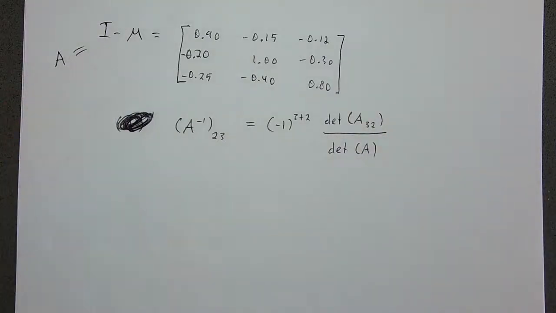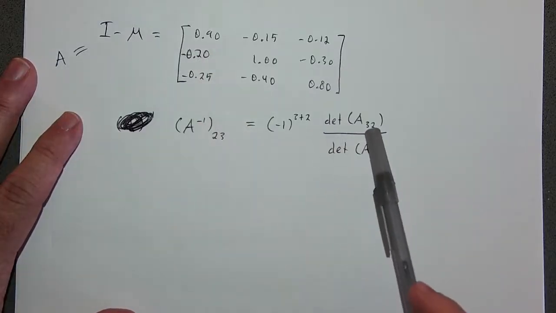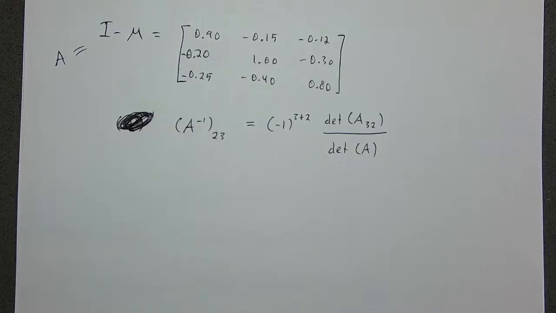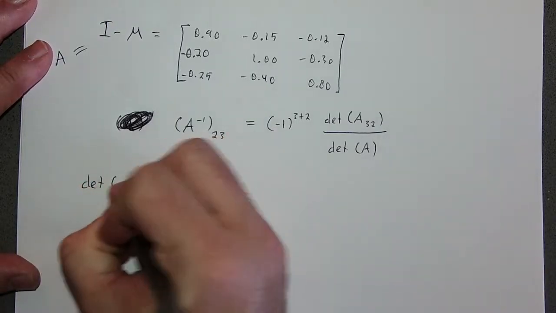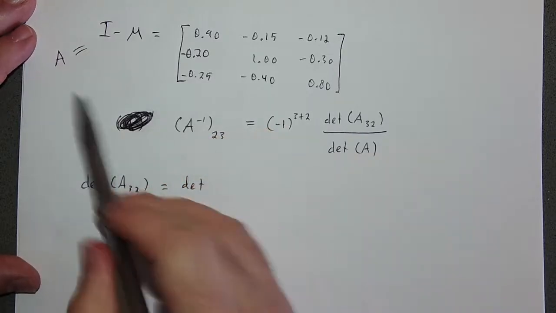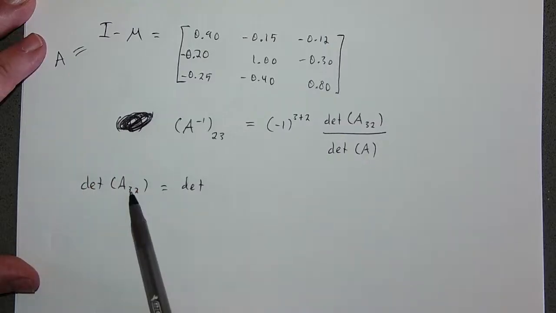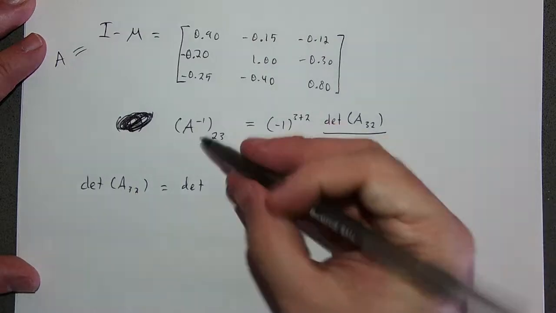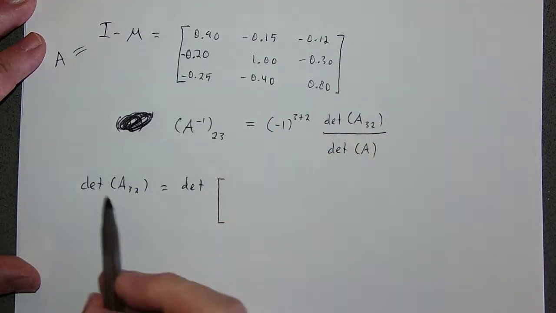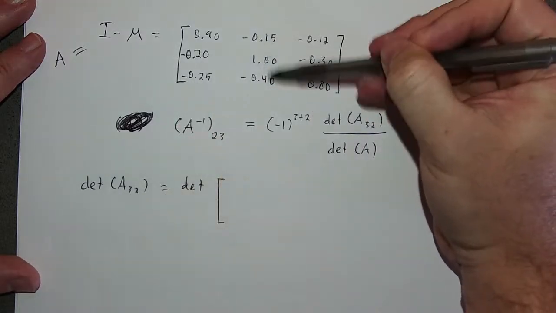Now we're calling this I minus M A, so we compute its determinant, and we also compute the determinant of A32. What is A32? So first of all, the determinant of A32 is the determinant of what matrix? A is a 3x3 matrix. A32 is a matrix obtained from A by deleting its third row and second column. Okay, so this is a 2x2 matrix. It is this one. So I'm deleting the third row and second column.